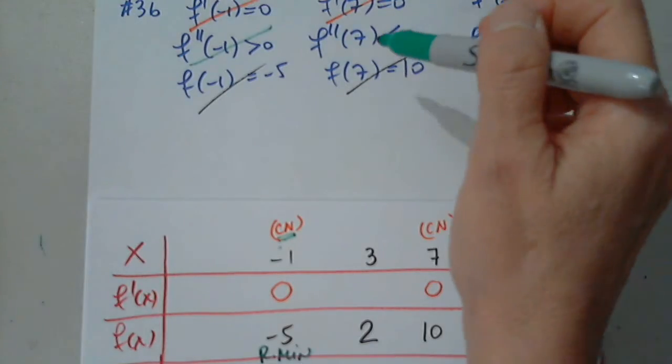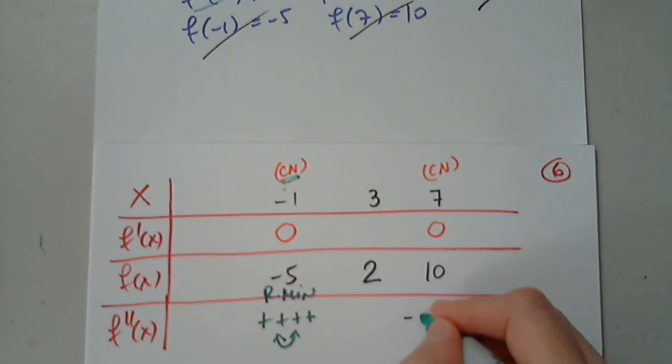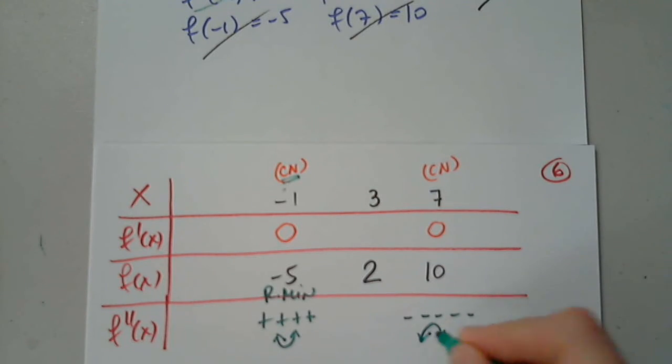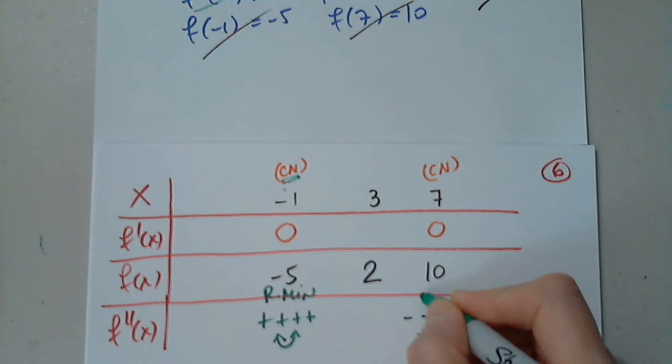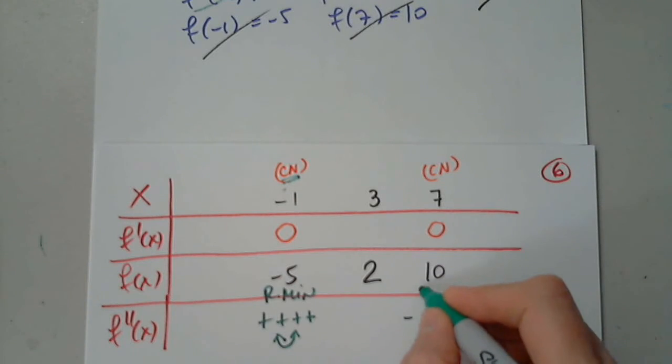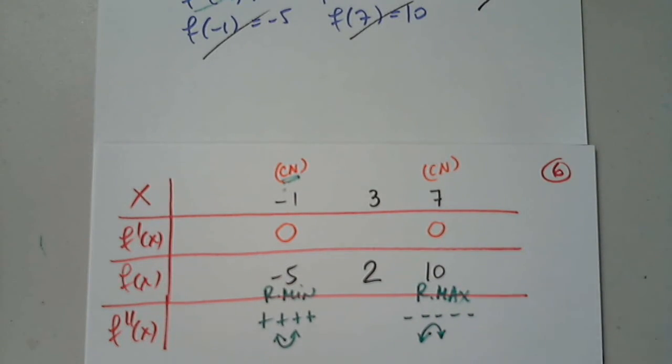The second derivative at 7 is less than 0, which I know must look like this. What type of point is 7, 10? Local max. Relative or local max.